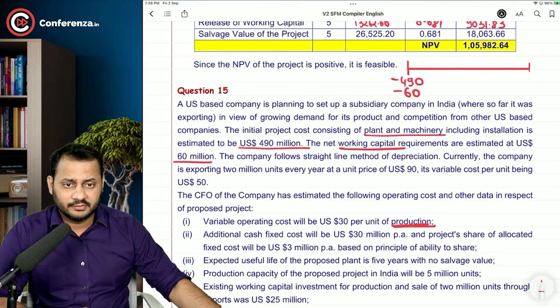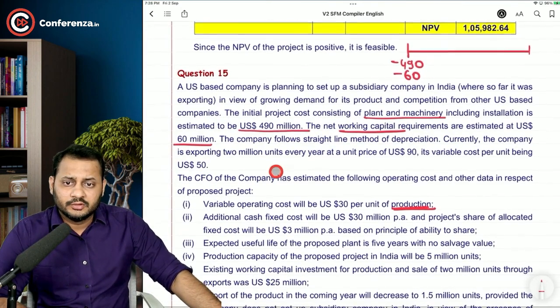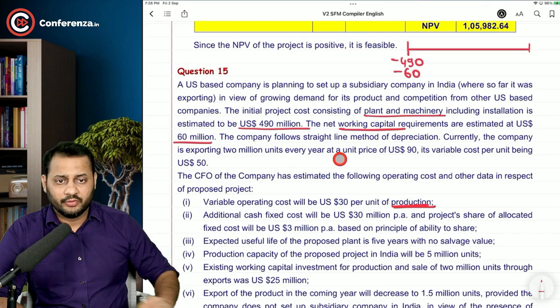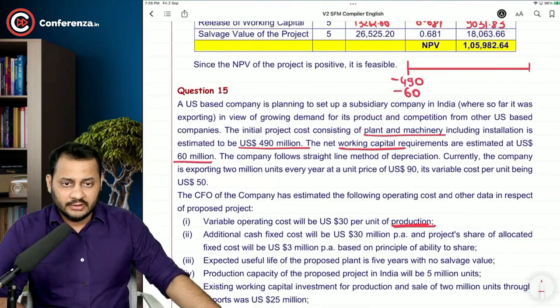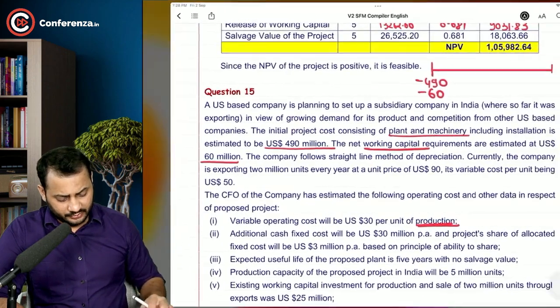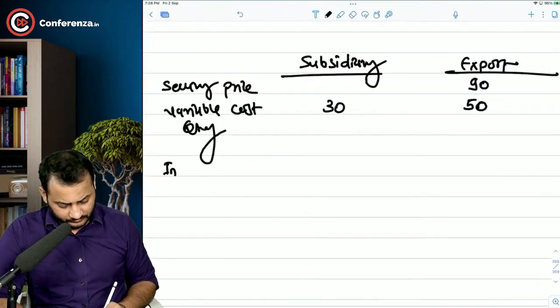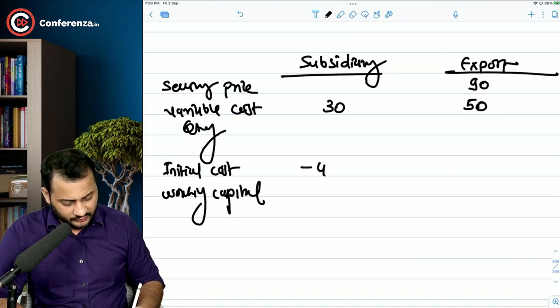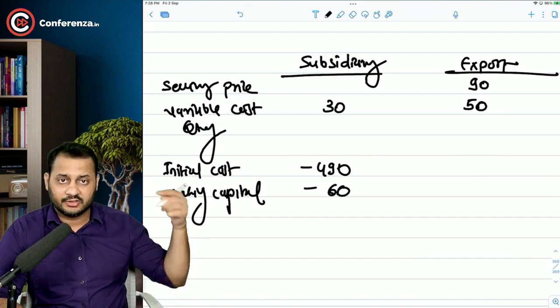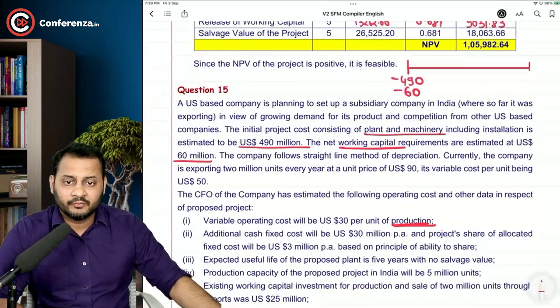Okay, what else? Selling price in export is 90. So let me write down 90 is the selling price in case of export. And okay, initial project cost, working capital. So it will be written here 490 and 60 million in case of subsidiary, planning a subsidiary.